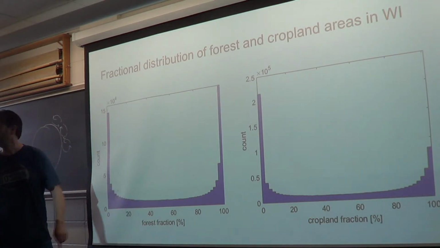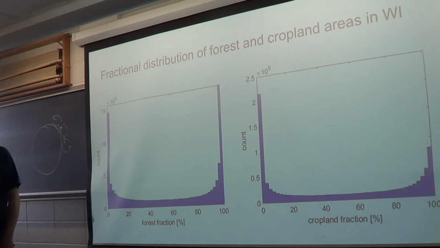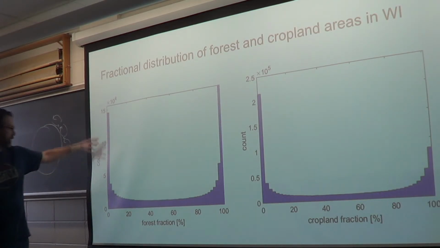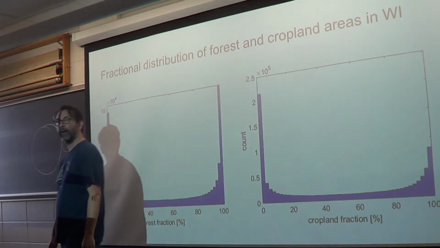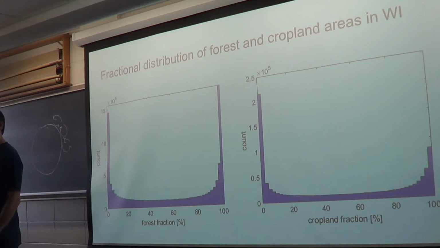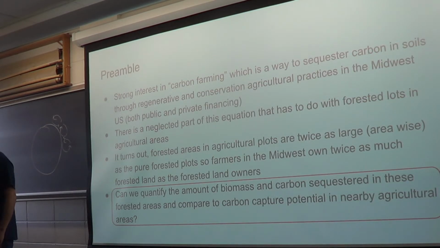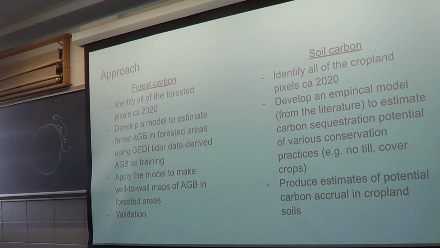And if you look at the croplands, it's exactly opposite, and it turns out that those are actually mirror images of each other, right? So 100% forested land is actually 0% cropland, 10% cropland, and so forth. So the rest of the talk is going to be examples from Wisconsin, as the preliminary part of this work. So going back to this question, how do we try to answer this question?